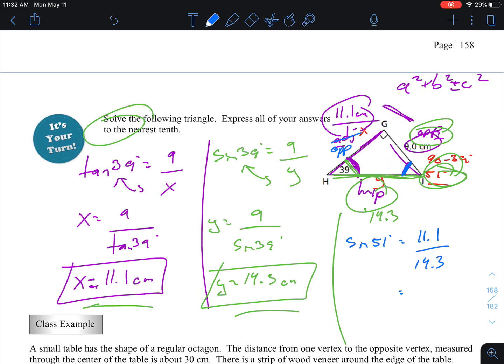Okay, so in my calculator, I'm just going to go sine of 51. Okay, so I get 0.777145, and then 11.1 divided by 14.3 is equal to 0.776223. So to two decimal places, we get the exact same value. And even though these are rounded answers, I feel pretty good about what we did there.